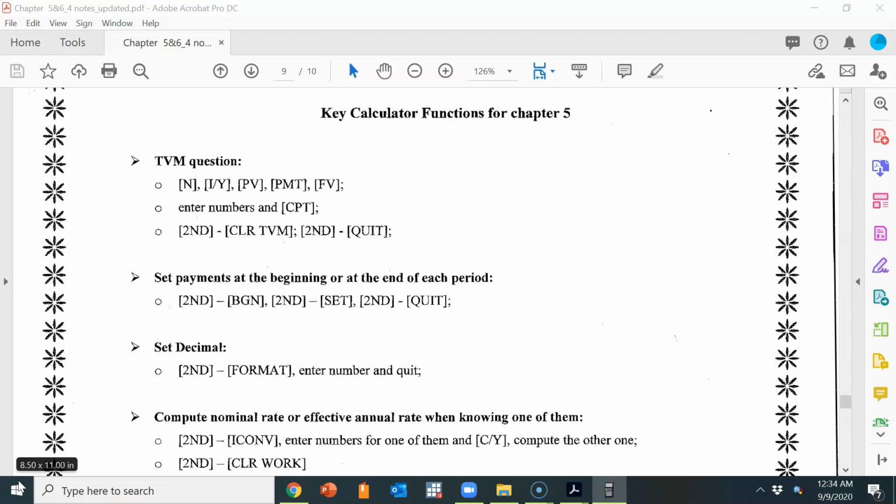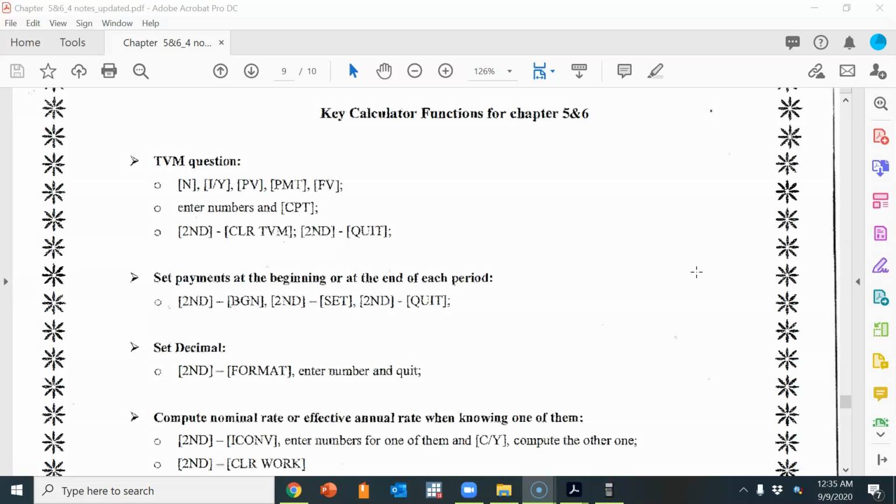Here are the key formulas, or key calculator functions, for these 2 chapters. This summary of calculator functions might help you for reviewing this chapter before you start working on our homework 1, which is due the Thursday following this week.